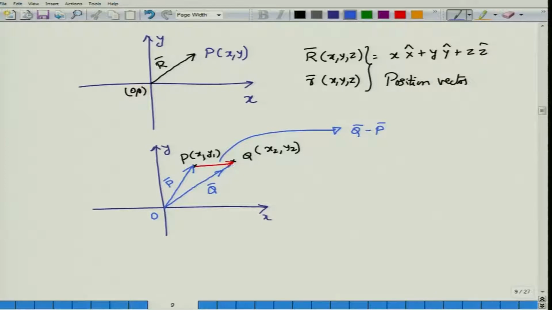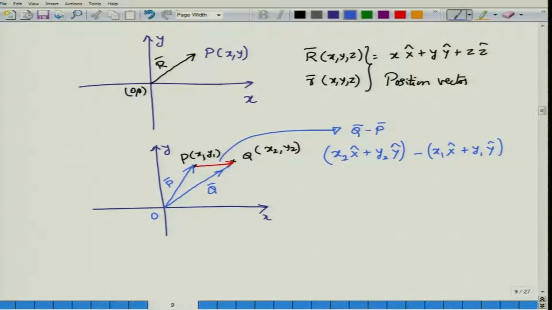And in Cartesian coordinate system, how do I describe the vector Q and vector P? The vector Q is given by x2 x hat plus y2 y hat. In case we were considering a three-dimensional scenario, then there would have been a z2 z hat as well, but this is a two-dimensional case that we are considering, therefore there is no z component here. And then what is the P vector? P vector is x1 x hat plus y1 y hat.